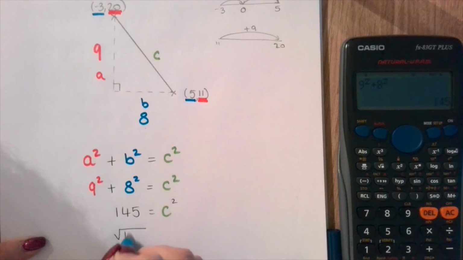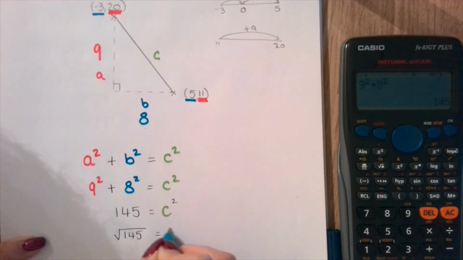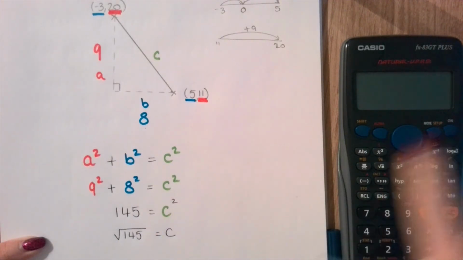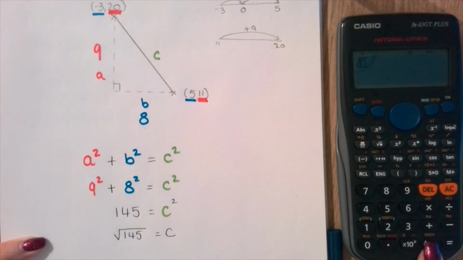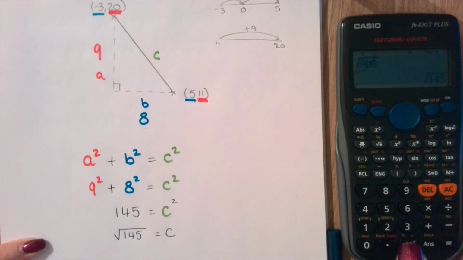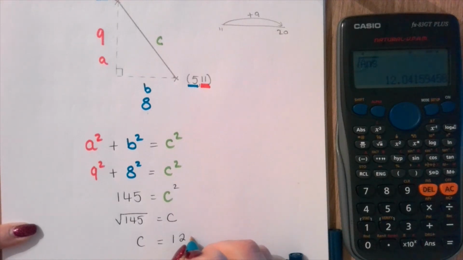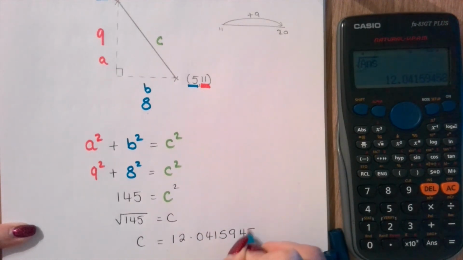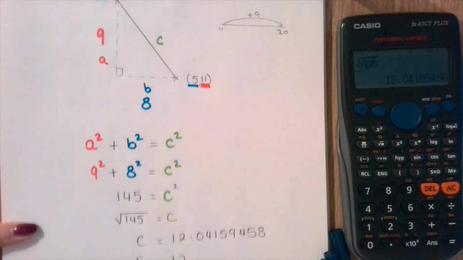Square root both sides. Square root my answer. And I get, let's go, c equals 12.04159458. So the length of that line is 12 units.